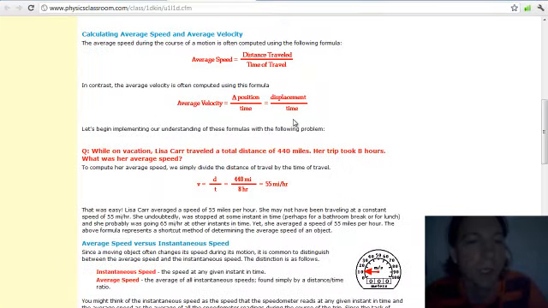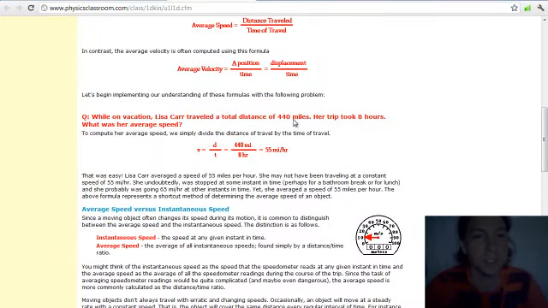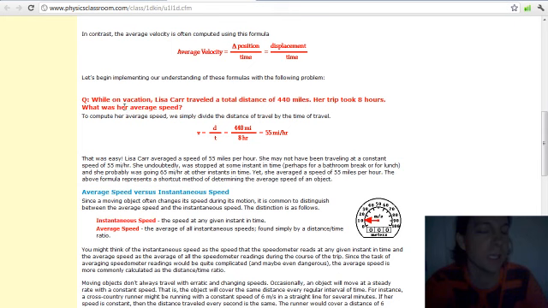Okay, here's an example. While on vacation, Lisa Carr travelled a total distance of 440 miles, let's say kilometres. Her trip took 8 hours. What's her average speed? Well, your average speed is your distance over time. So 440 miles over 8 hours, 55 miles per hour in this case.